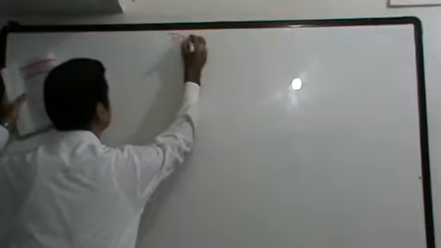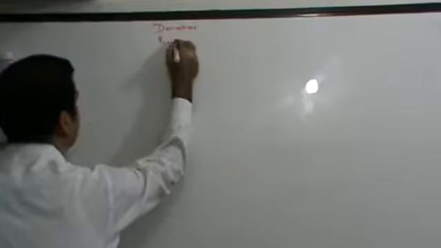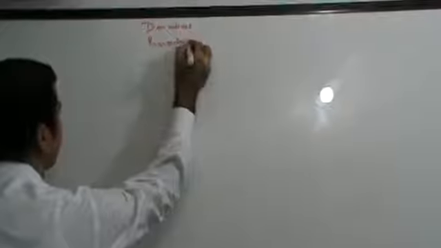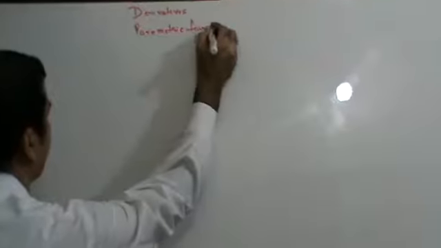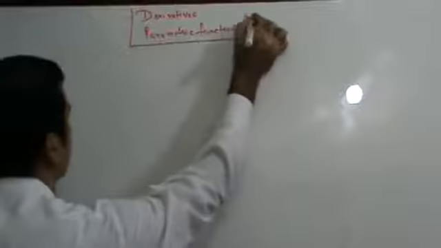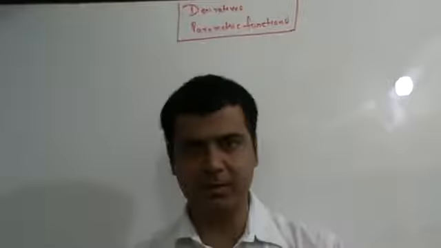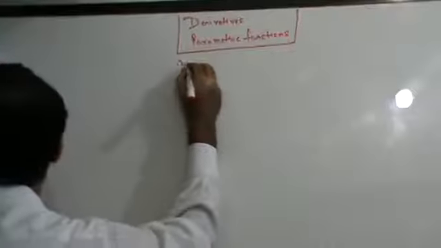Okay, now we'll start with another chapter of derivatives, which is called parametric functions. Let's see this. Now what are parametric functions? Where you have multiple variables. When you have multiple variables, that is parametric functions. For example, let's see a sum.